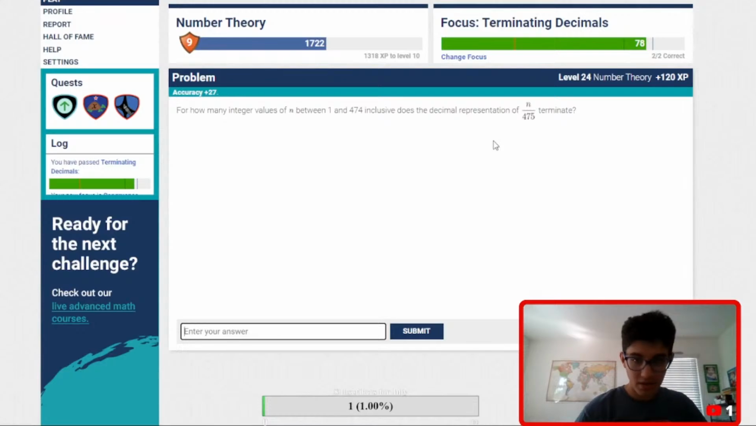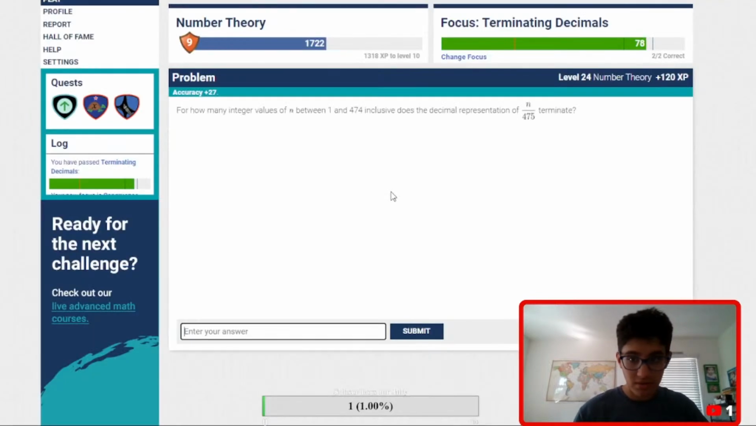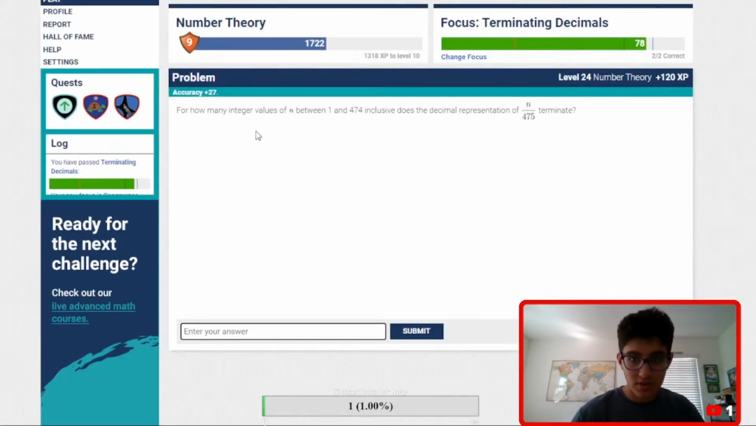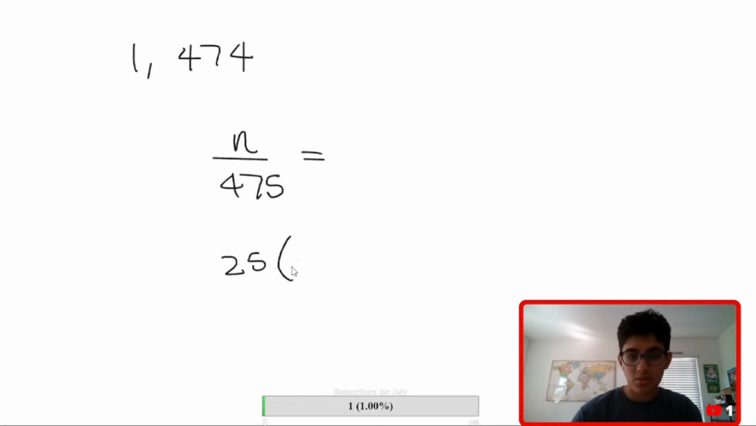Okay, now this one I think I'll be able to get. Let's do the same thing, right? Hopefully I won't mess this one up. It's from 1 to 474, n over 475. So basically we need n over 475 to simplify to, yeah, prime factorization. So we can take out 25, that becomes times 19, is that right? So 5 squared times 19.